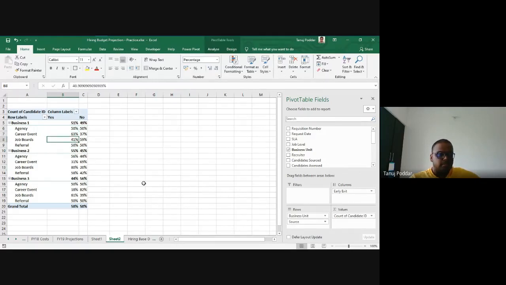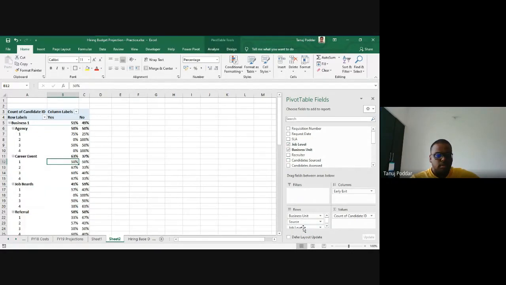You just get that for business one, probably the most effective in terms of early attrition is job boards, effective being the one with the least value. In case of business two, it is career events. In case of business three, again, it is career events. You want to break it down even further.